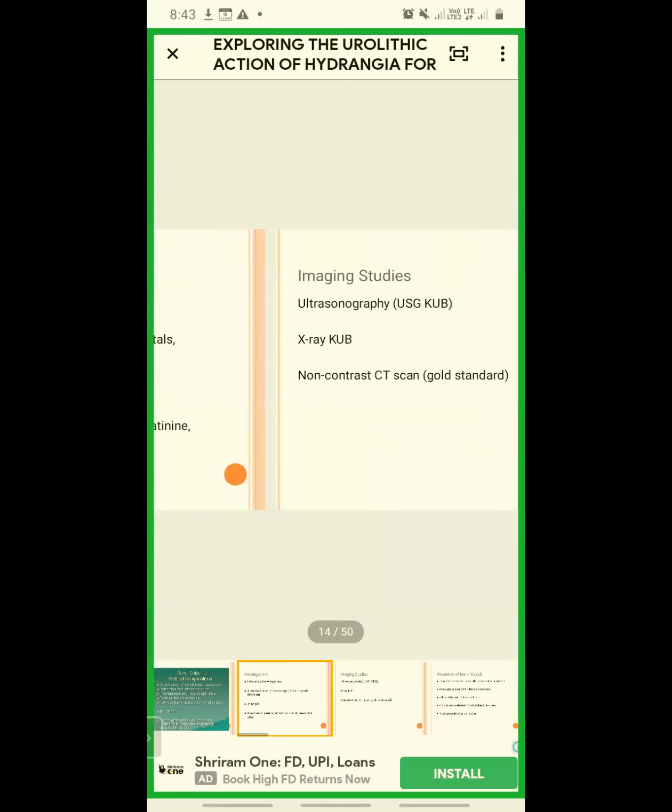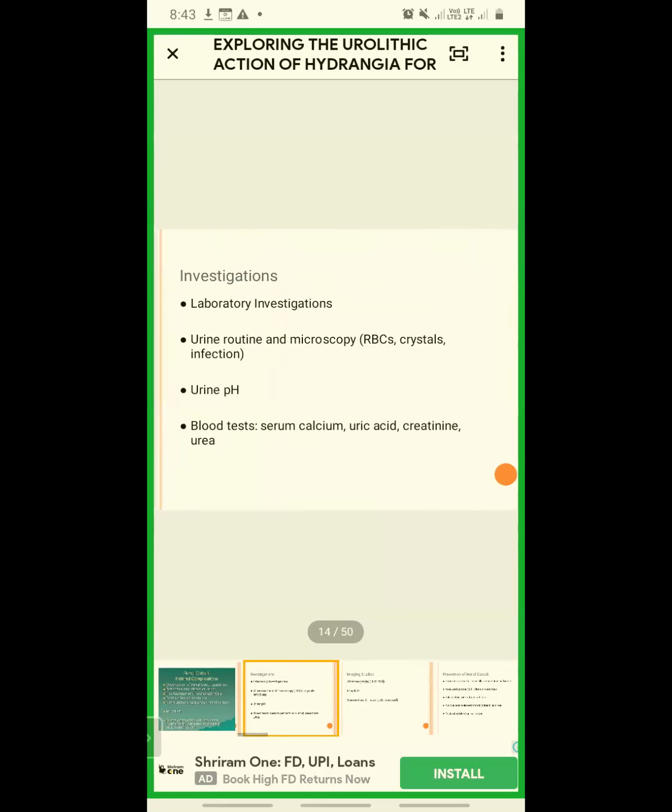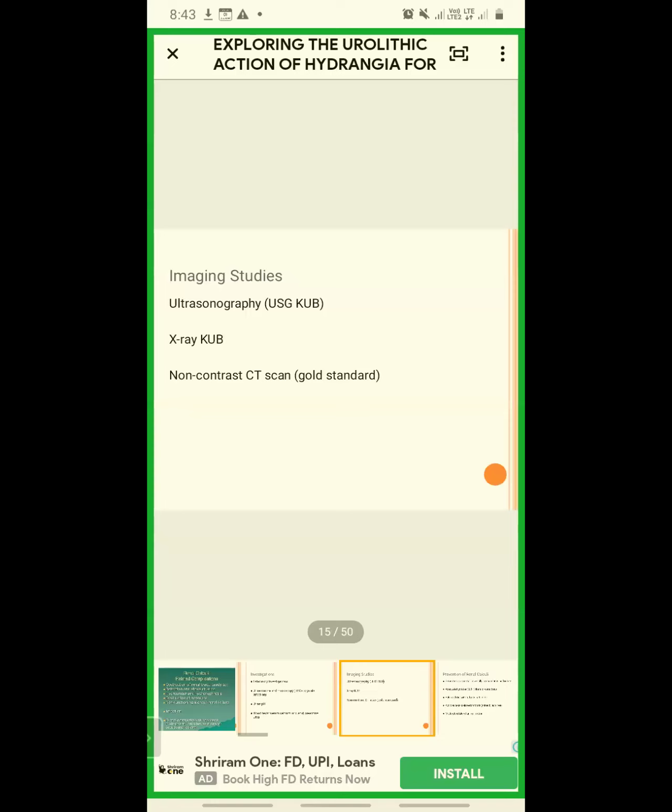Then the investigation, I will tell you more. The investigation includes mainly the laboratory investigations: urine routine and urine microscopy, which include RBC, crystals, and infection. Then check the urine pH, and also blood tests. It includes serum calcium, uric acid, creatinine, and urea. The imaging studies include USG of KUB (kidney, ureter, bladder), X-ray KUB, and non-contrast CT scan, which is one of the gold standard investigations in case of renal calculi.